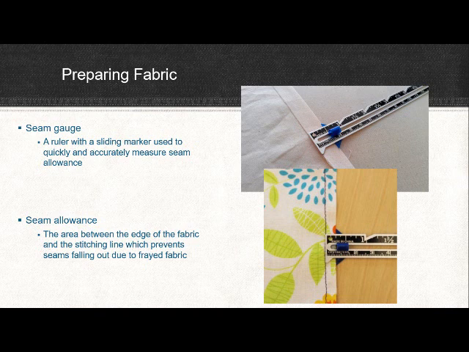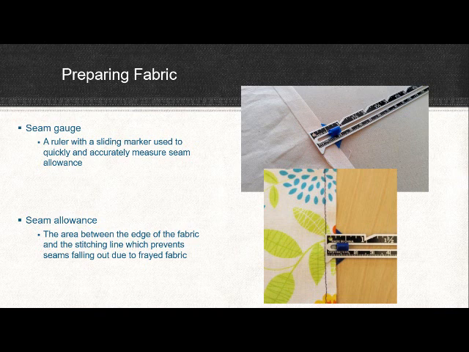So for example, if I want a 1-inch seam allowance, I set my marker to 1 inch, tape that in place, and then I don't even have to look at the tick marks on my ruler until I'm ready to set it to a different measurement. The seam gauge allows you to make those measurements very quickly, and it speeds along the process of measuring your seam allowance. So, some definitions.